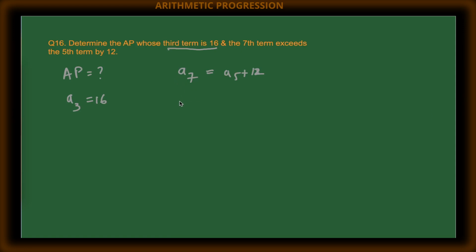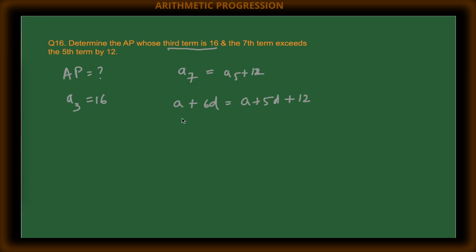Okay, a7 can be represented as a plus 6d, which is equal to a5, represented as a plus 5d, plus this 12. So this is equal. Okay, so how do we know? This is from the general form of an AP.